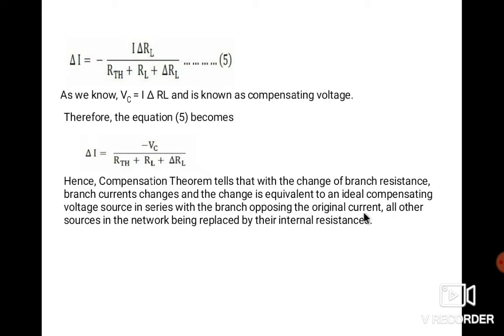So the compensation theorem tells us that with the change of branch resistance, the current changes, and the change is equivalent to the ideal compensation voltage in series with the branch, opposing the original current, with all other sources in the network being replaced by their internal resistance. So this is all about the compensation theorem. It might be clearer to you by using an example taken over here.